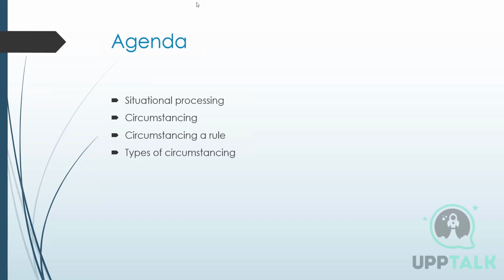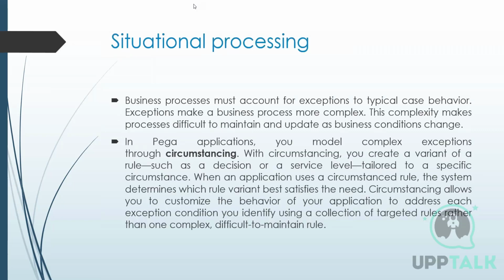If you remember, we were talking about rule resolution. It has a lot of steps where one of the important factors is circumstancing. It will check whether there's any circumstancing template for that rule. And then that is also given an important weightage. Right? Yes. So circumstancing is all about bringing in exceptional scenarios or bringing in some special scenarios for specific business conditions.